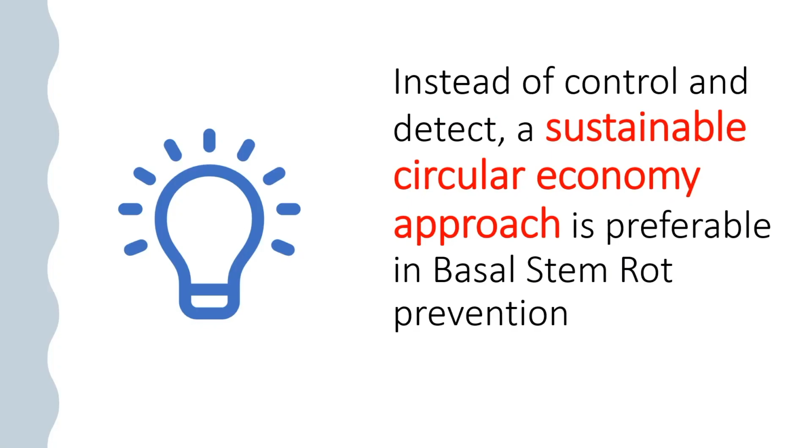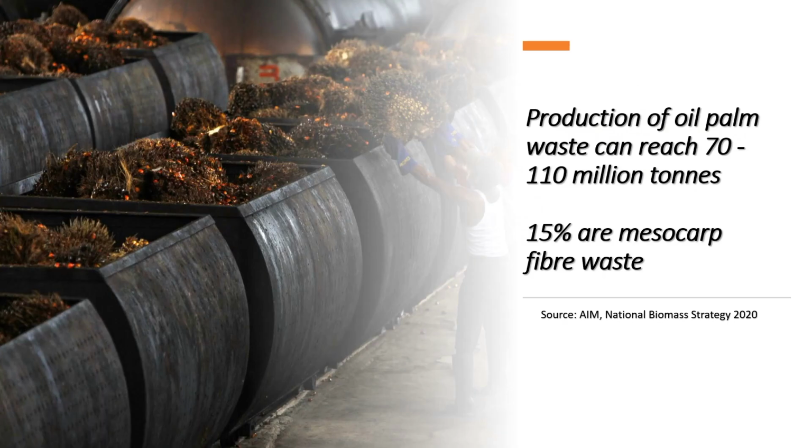The current practice to tackle the basal stem root disease is through control, manage, and detect. But is there any sustainable circular economic approach to handle this disease? Yes, there is. Now, the production of oil palm waste in palm oil mills after extracting palm oil can go up to 110 million tons. And out of this amount of waste, 15% are mesocarp fibers.